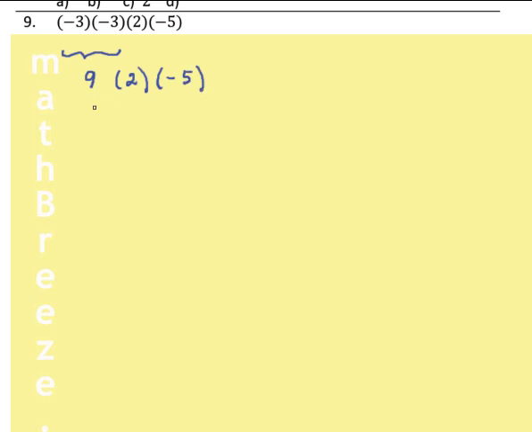So we're multiplying left to right. We have 9 times 2, that's 18. So now we're multiplying 18 times negative 5. And the answer will be negative because the signs are different, positive times negative. Let's just do this on the side, 18 times 5. Here we have 5 times 8 is 40. 5 times 1 is 5. And 4 is 9, so we have 90. So the answer is negative 90.